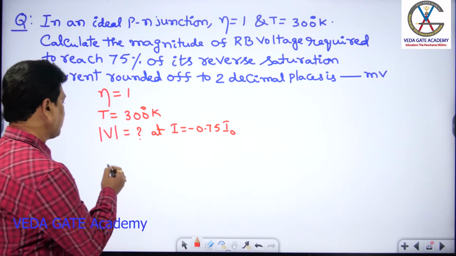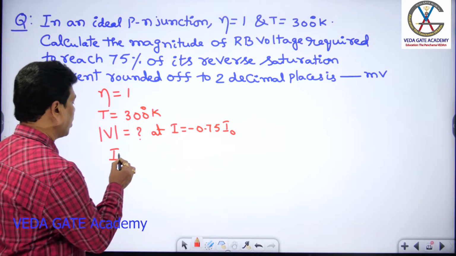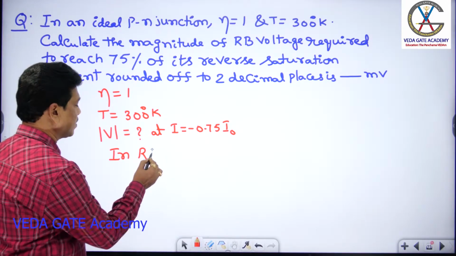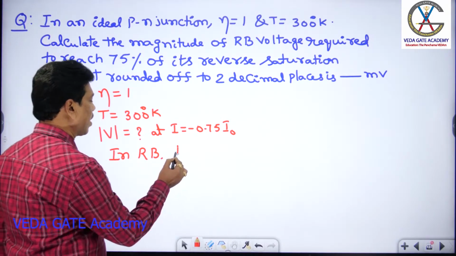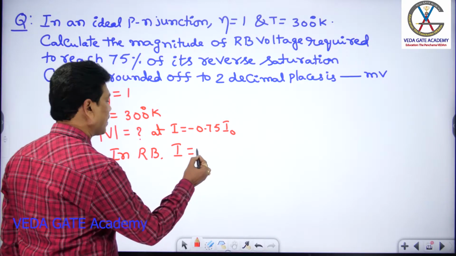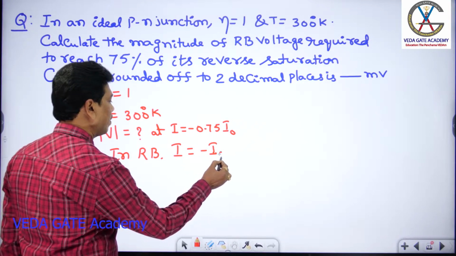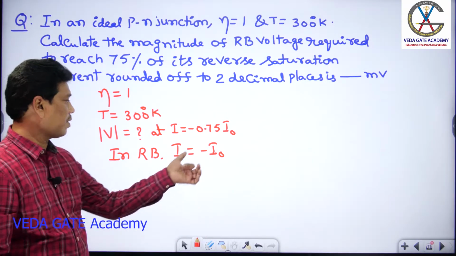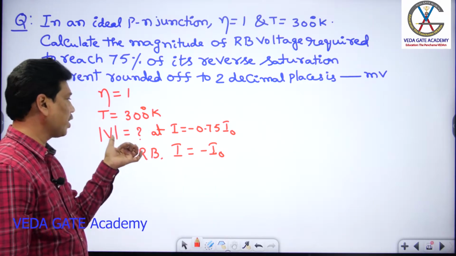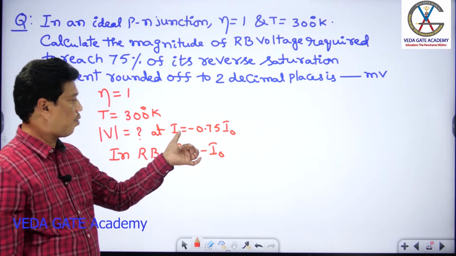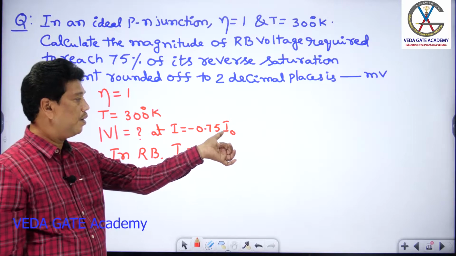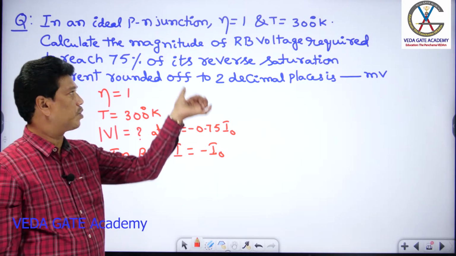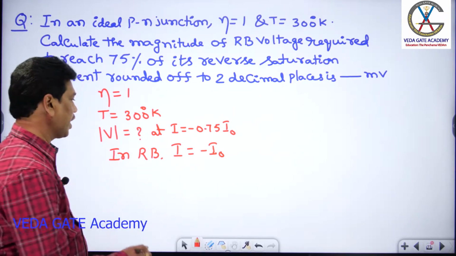So you know that in reverse bias, the current I or IR equals minus I naught. He is asking what is the magnitude of the reverse bias voltage required for the corresponding current to reach the value of 75%. So now I can go for that.